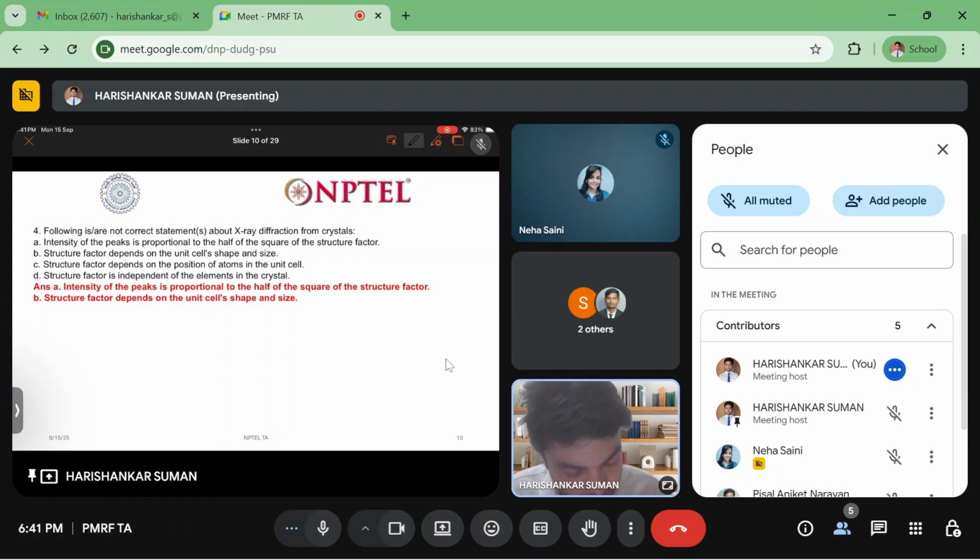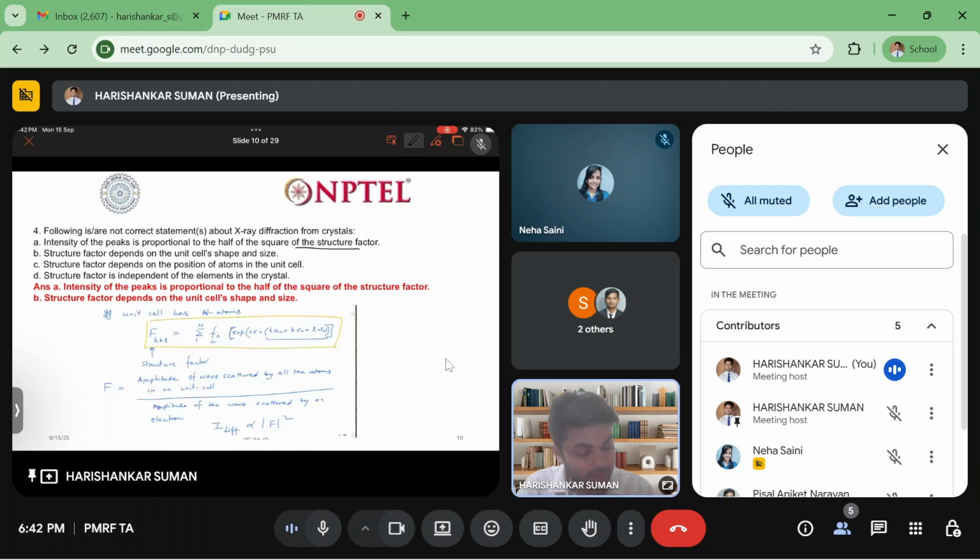So the intensity of the peak is proportional to the square of the structure factor, and the structure factor depends on the unit cell and its size. As we can see from the lecture, this is the expression of the structure factor, and it is well described by the unit cell. It also depends on the atomic scattering amplitude of the element. Intensity is proportional to the square of the structure factor.